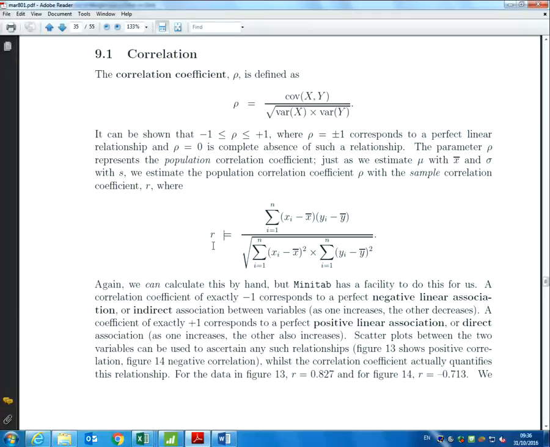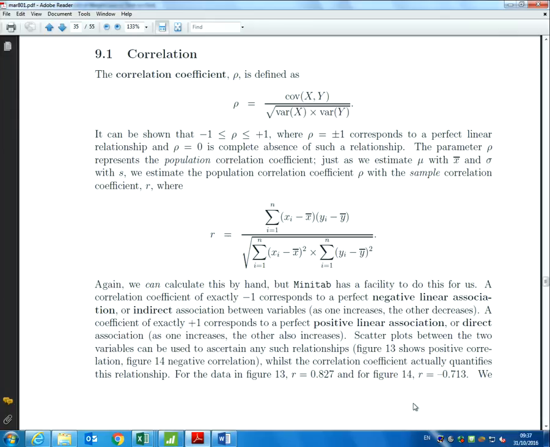Okay, so we would calculate R using that equation, but we wouldn't do it manually. We'll use Minitab, and that will be our estimate of the true correlation coefficient. Now, although it isn't important for you to remember that equation, it is important to be able to interpret a correlation coefficient.